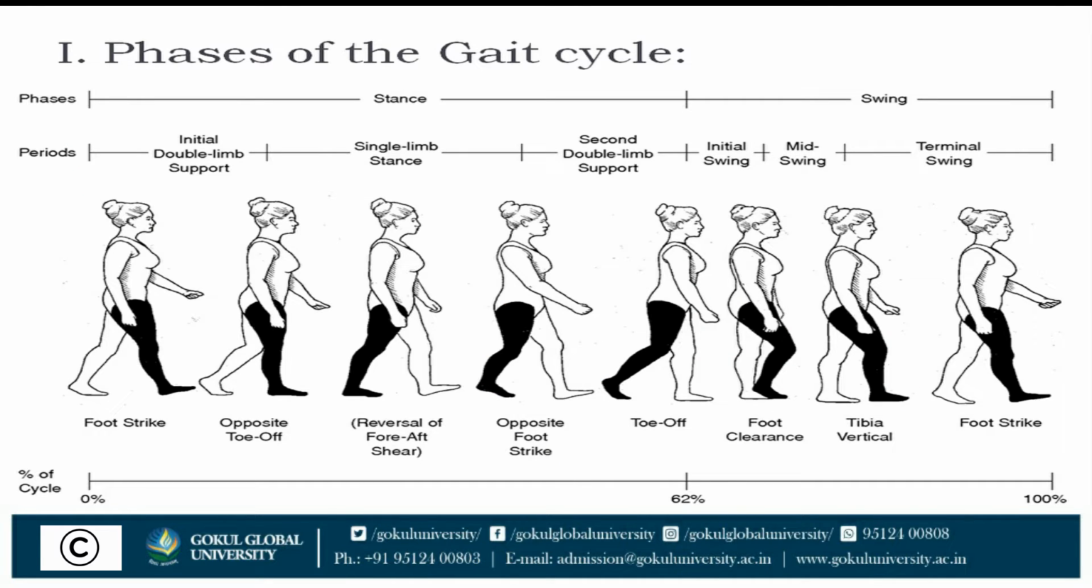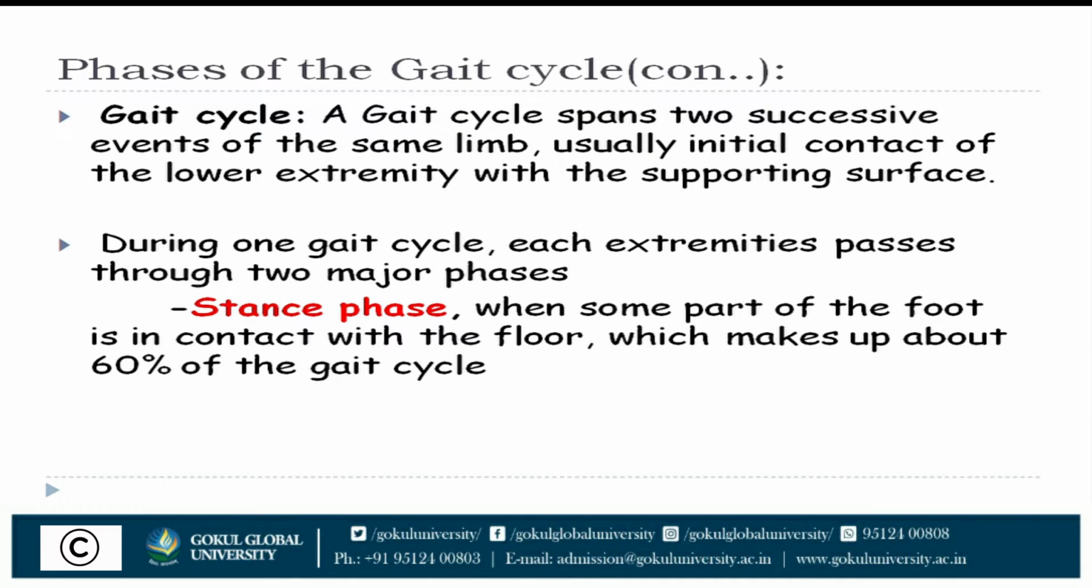Phases of gait cycle. There are mainly two phases, stance phase and swing phase. The periods are initial double limb support, single limb stance, second double limb support, initial swing, mid swing and terminal swing. A gait cycle spans two successive events of the same limb, usually initial contact of the lower extremity with the supporting surface. During one gait cycle, each extremity passes through two major phases, stance phase and swing phase.